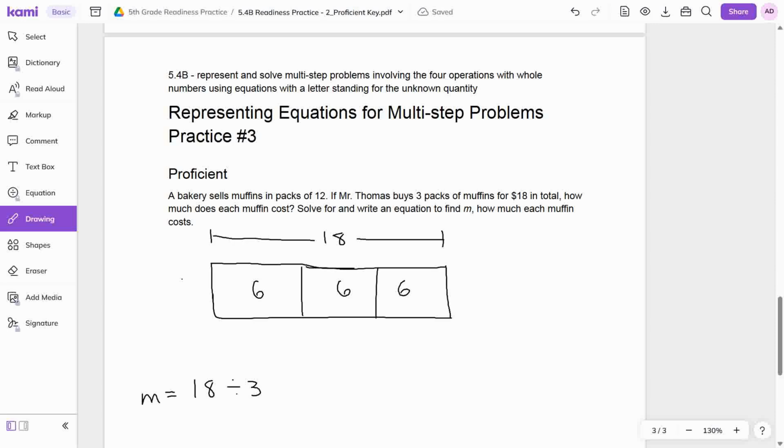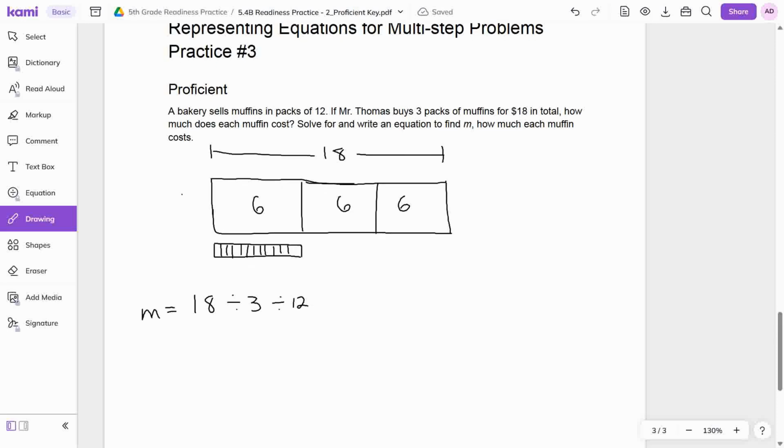Now, there's 12 muffins in a pack. When it says in packs of 12, that means there are 12 in each pack. So within each of these packs here, I'm going to just draw one. There's going to be 12. I'll do it like this. It's going to be kind of small, but I'm going to draw fourths and then thirds inside each fourth. So I need to take that 6 and I need to divide it by 12. And so let's figure out what that's going to get me.